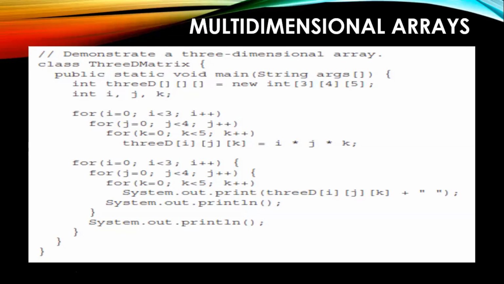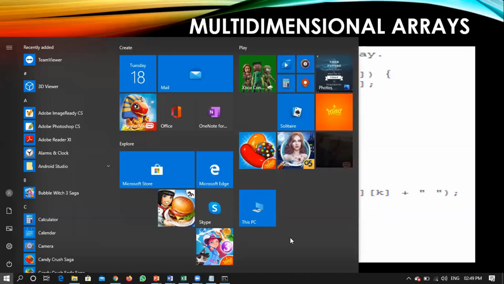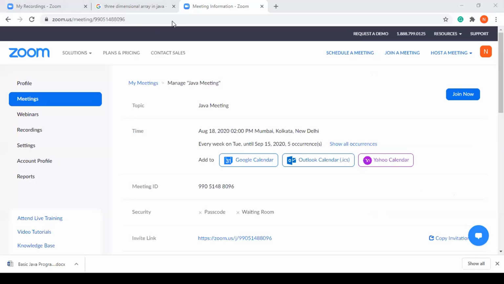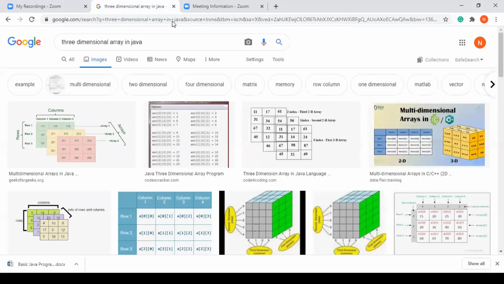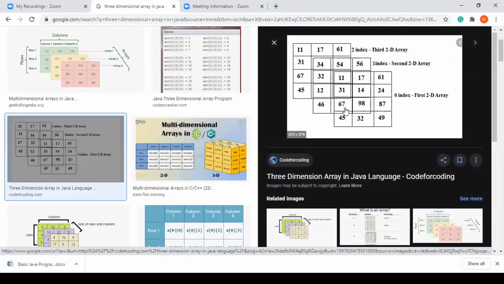right? If you want a visual picture of this aspect, it will be something like this. One second, I'll just show you that part. It will be something like this. For the zeroth index, you will have a 2 cross 2 matrix. For the first index, again you will have one more 2 cross 2 matrix. For the second index, you will have one more 2 cross 2 matrix. This is how the three-dimensional array will be.